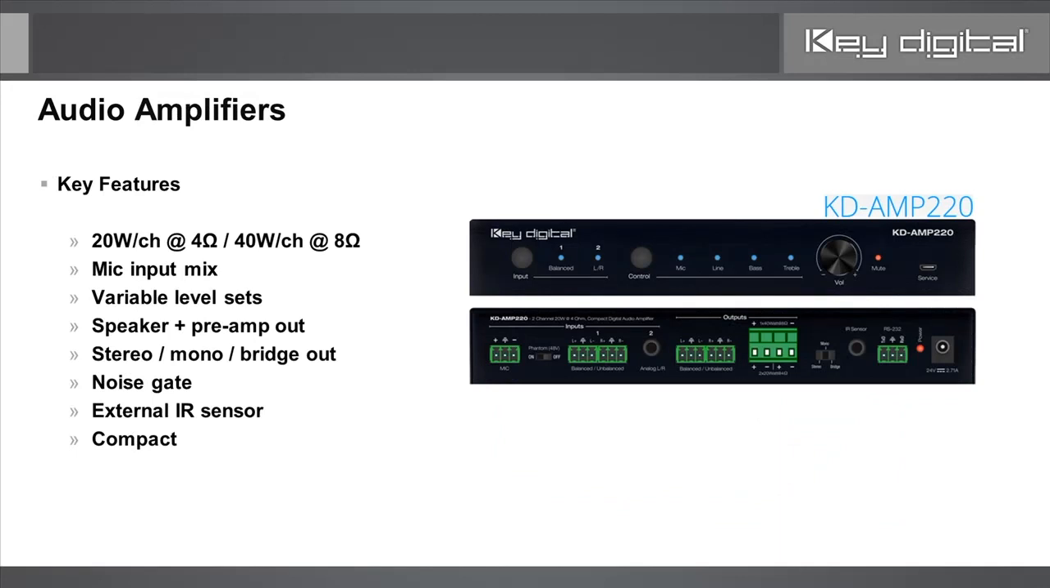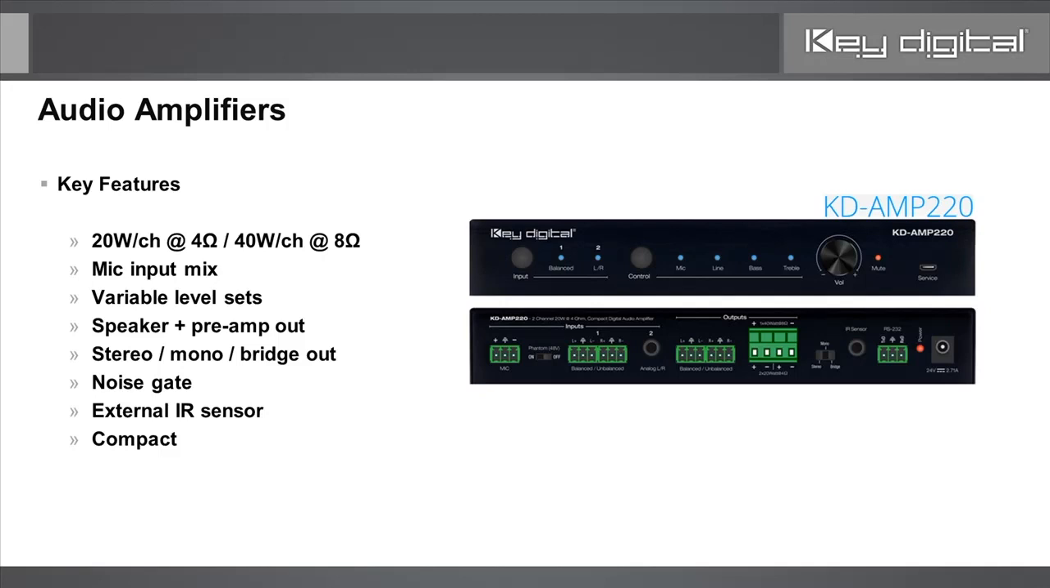We'll begin with the KD-Amp 220. It is a 2-channel, 20 watt per channel amplifier at 4 ohm, or 40 watt per channel at 8 ohm amplifier. The product has a microphone input with the ability to provide phantom power for that microphone. So you will no longer need to design a microphone mixer if it's just a single mic in this case. You have variable level adjustment for the mic volume control and the output volume control.